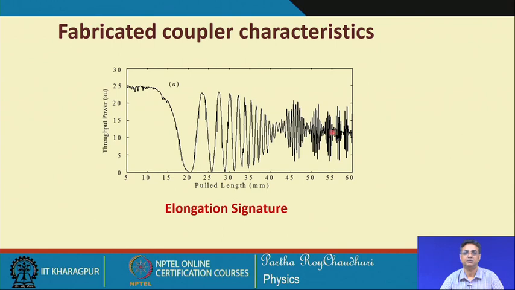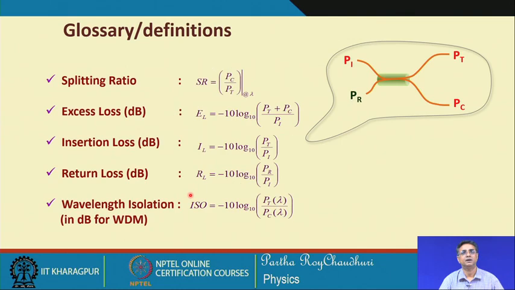Also, when the fiber is pulled, it becomes thinner and thinner, and as a result the periodicity also becomes very close together. Each of them is a very quick transfer of power taking place in a very small length. So, it is useful to control the power splitting when you are in the first few fabrication cycles.